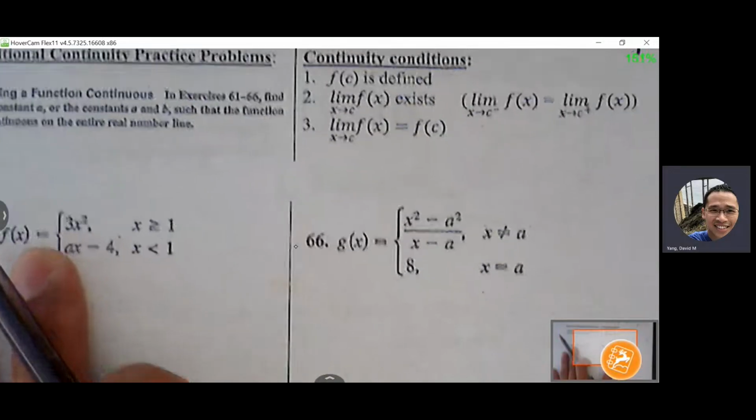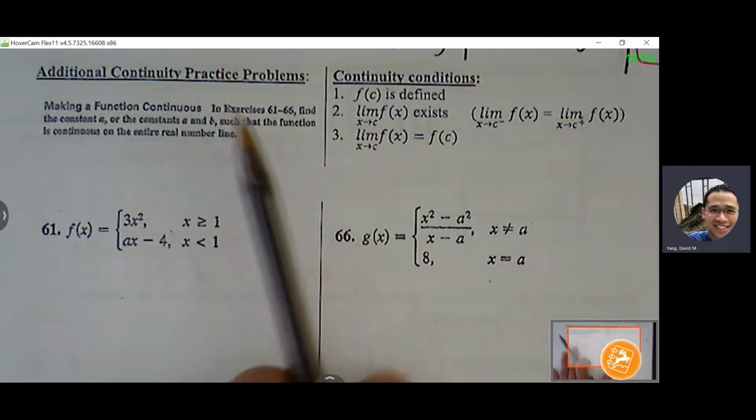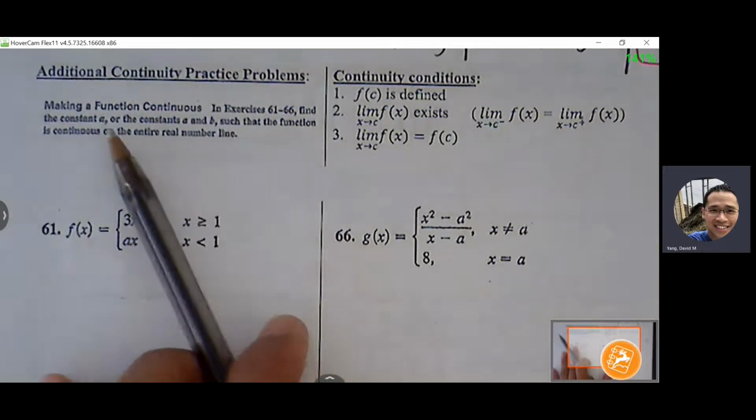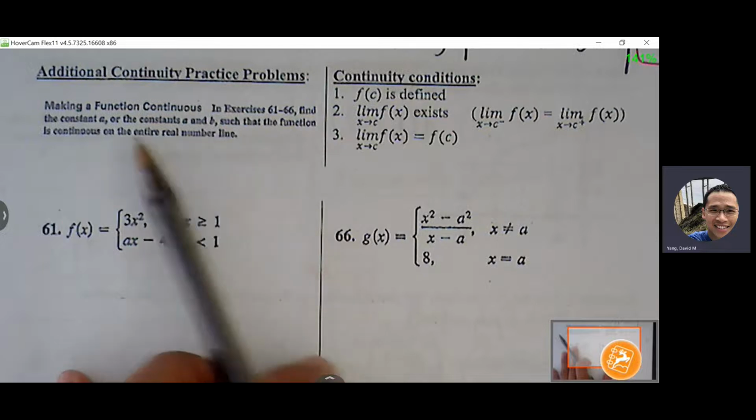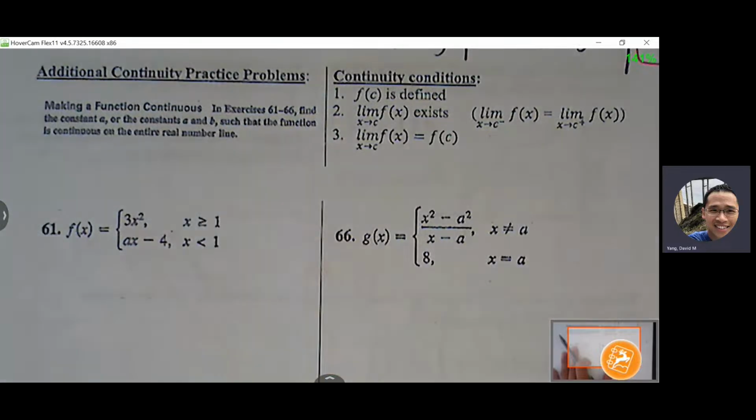Okay, so the directions say, make a function continuous. In these exercises, find the constant a or the constants a and b such that the function is continuous on the entire number line. The way you approach these problems, anything dealing with continuity, you just go through the continuity conditions. If you follow through them as they're spelled out, you're going to come across whatever you're solving for before you even realize it.